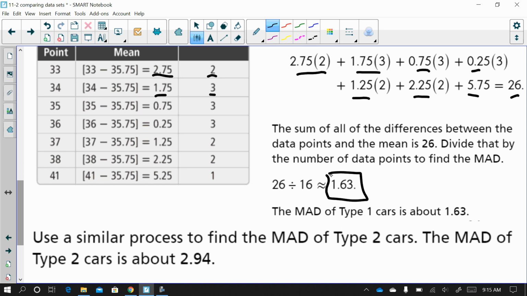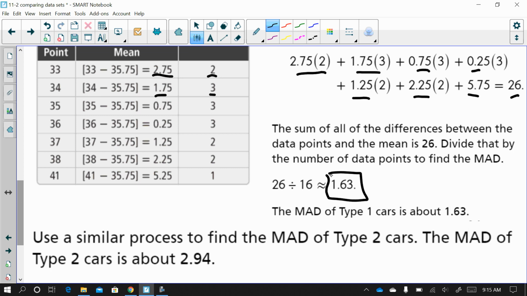This means that these cars differ from the mean by an average of about 1.63 miles per gallon. So that's showing that they are clustered pretty closely together. Make that make sense: the mean absolute deviation tells you on average how far each data point is away from the mean. So that's how we do it by hand.